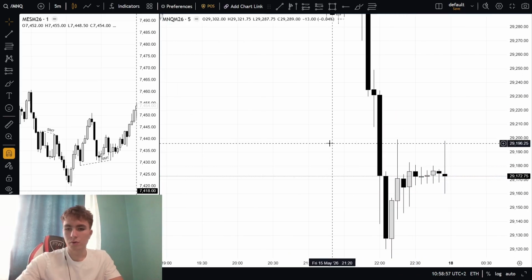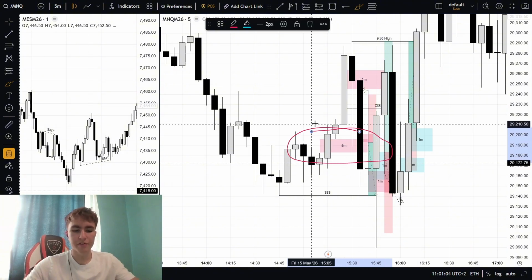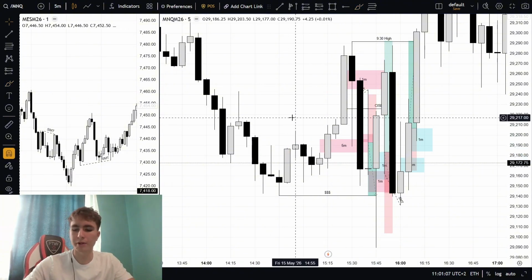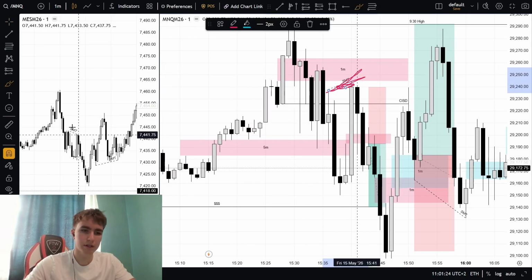Here you can see it. So I zoomed out a bit more. I was looking on the 5 minute. So after we inverted this 5 minute fair value gap, I scaled in to the 1 minute again, and I was looking to take shorts. We saw that we created this small SMT, this internal SMT on these two highs.